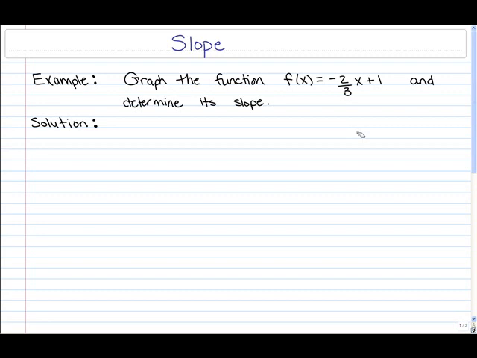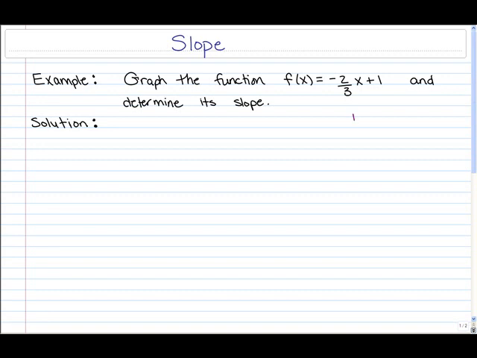Now if you take a look at your given function here, we can see that our function is in the form of y equals mx plus b. And we know that's a linear function. So I want you to pause the video now and try to graph this function and also determine its slope.